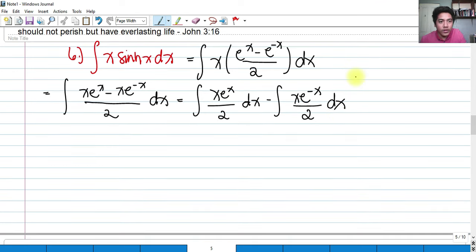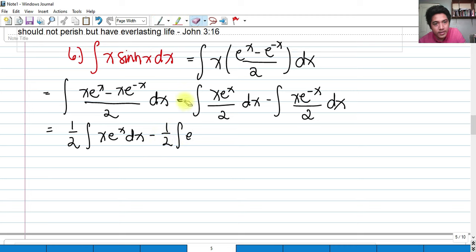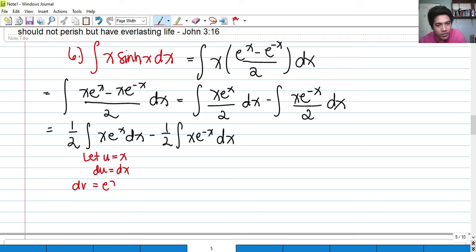Okay, so to simplify the integral, I have to let the 1 half outside of the integral sign. So I have 1 half the integral of x e raised to x dx minus 1 half the integral of x e raised to negative x dx. Okay, and I can perform integration by parts here. I'm going to let u as x, my du would be dx, and my dv here would be e raised to x dx, and our v is simply e raised to x.